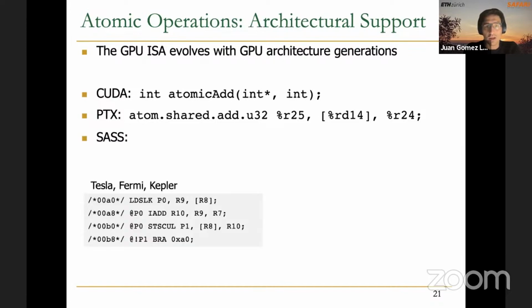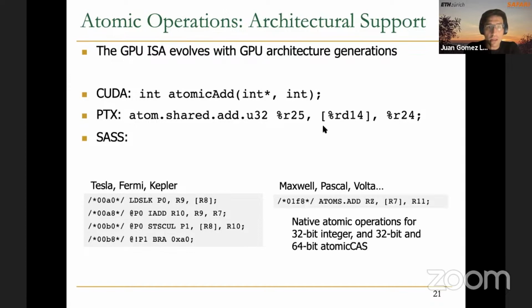We will reach the machine level code, and we can see that the way these atomic operations are implemented has changed over time. In the earlier architectures, by the way, this is all for shared memory, which corresponds to this PTX instruction that we have here. We will also talk about the global memory atomic operations later as well.